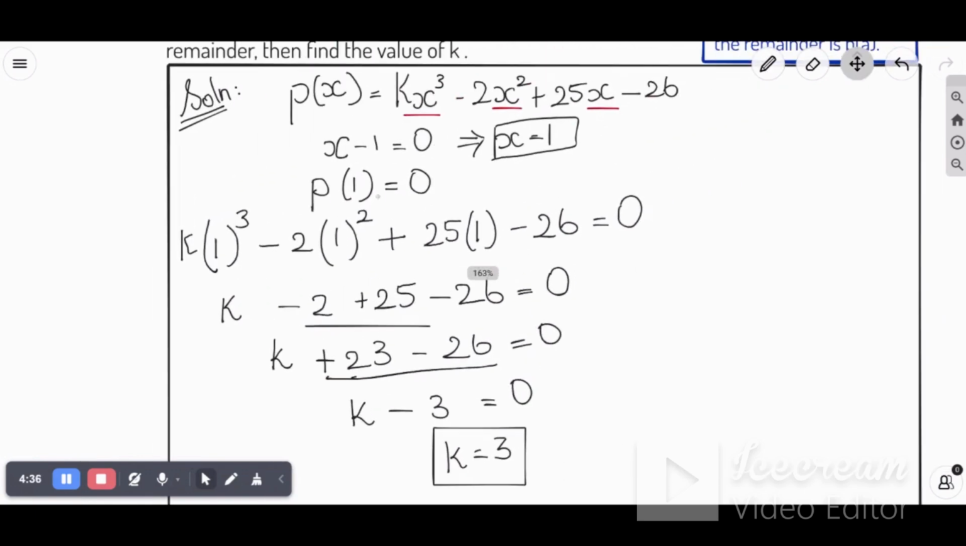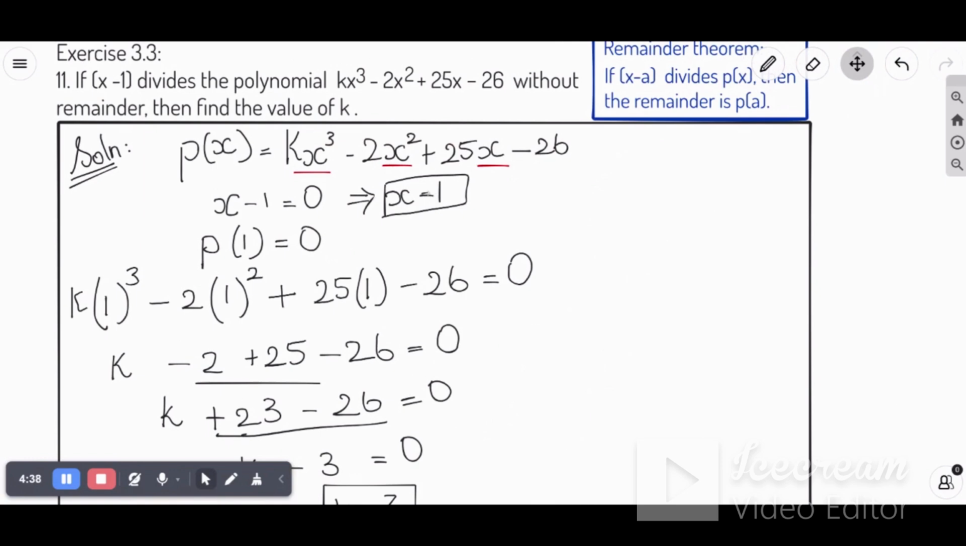So let us summarize this question. If x minus 1 divides the polynomial kx cube minus 2x square plus 25x minus 26, this is your polynomial. First of all, take this as p of x. So understand the question. Without remainder means you have to apply the remainder theorem and put p of 1 is equal to 0, which is your remainder. That is the meaning of without remainder. And then you can substitute it and find your value.